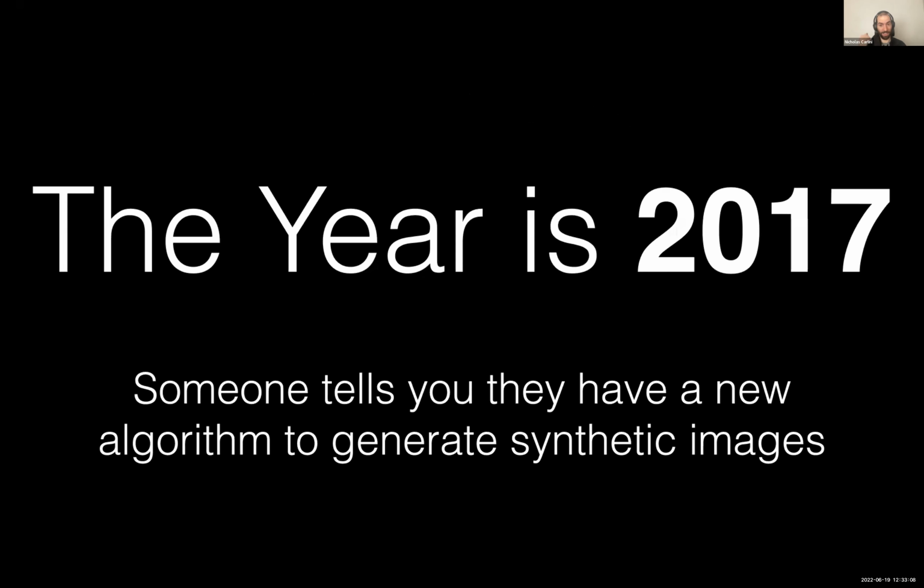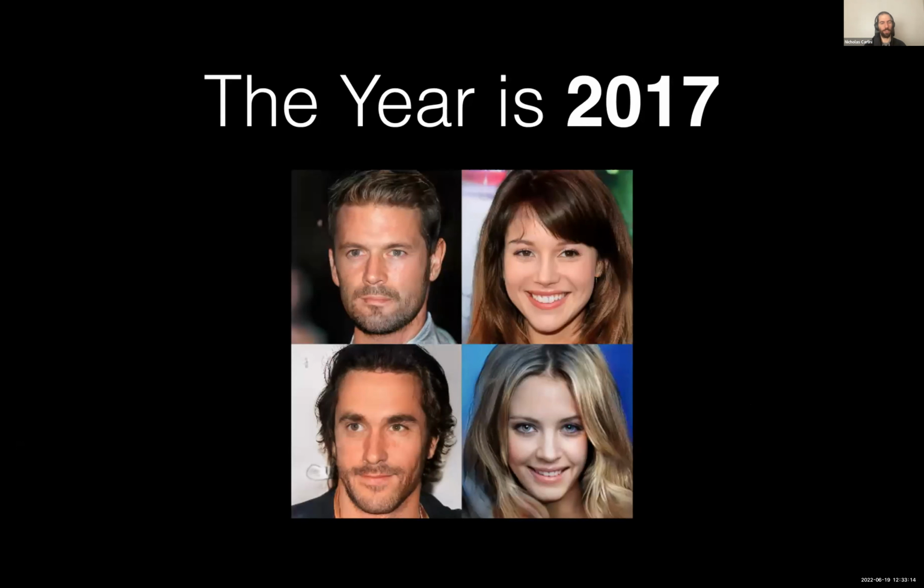Not many years later, 3 years later, in 2017, someone tells you they have an algorithm to generate synthetic images, and they'll be able to show you images that look like this. 2 of these are real people and 2 of them are fake. I forget which are which by now. It's been long enough that they all look the same to me. They're very, very good. This is what 3 years of progress showed in regular machine learning.